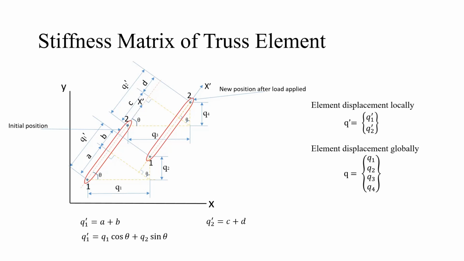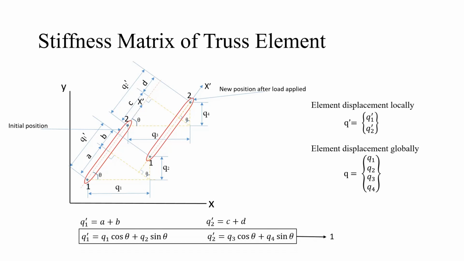In a similar fashion, we can write it for Q2 dash as well, which will be given by Q3 cos theta plus Q4 sin theta. Let this be equation 1. Now let's write cos theta as equal to L and sin theta equal to M, where this L and M indicate direction cosines of a truss element.